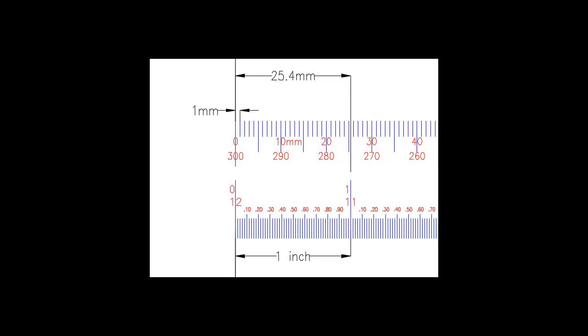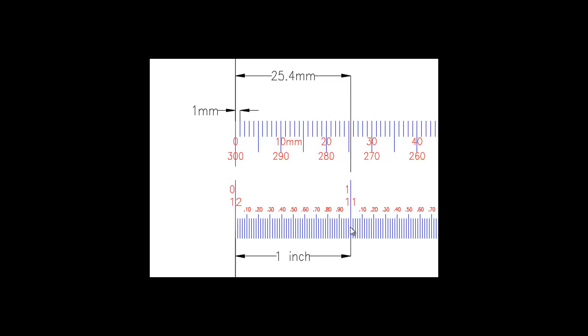Here is a comparison of an inch as it relates in size to 1 millimeter. This is representing a scale. At the top of the scale, we're measuring in millimeter increments. At the bottom of the scale, we're measuring in decimal inch format.